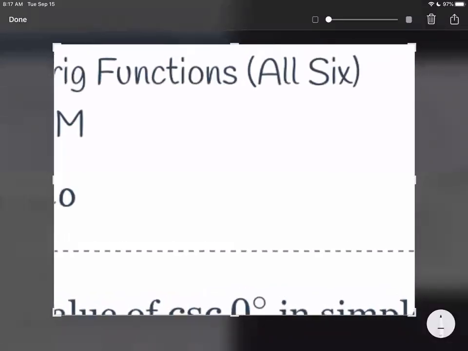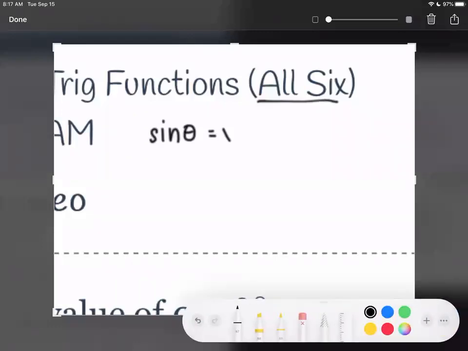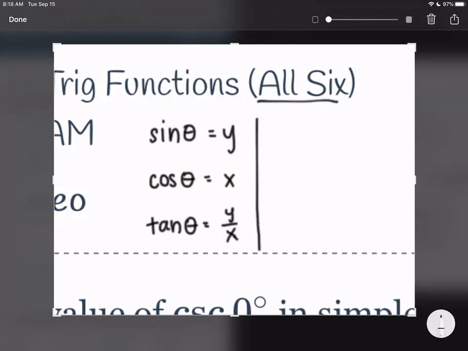So we're going to do all 6 of the trig functions. You already know 3. So you already know the sine, which is the y. You already know the cosine, which is the x, and you know the tangent, which is sine over cosine, so y over x. Now I introduce to you their reciprocals.